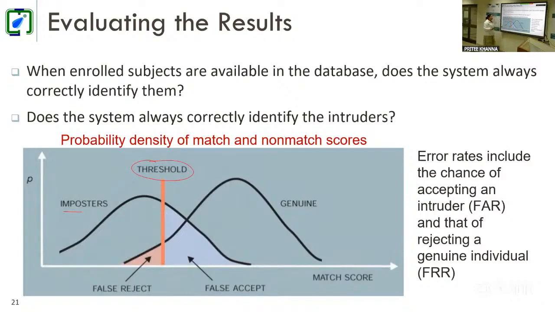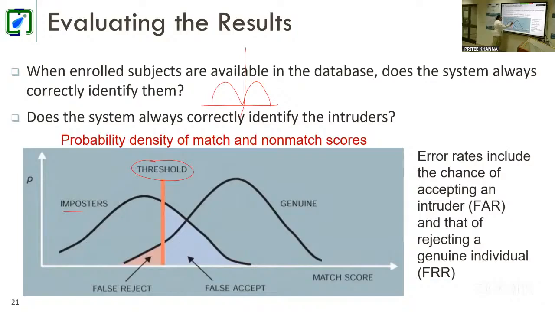When you have chosen a threshold, the problem is that the two curves are overlapped. If these two curves were separated, our task would have been very simple. Just choose this threshold and everything is set for us. But unfortunately, these two curves will never get separated. They will always be overlapped. So you have an imposter distribution and a genuine distribution, and you are choosing a threshold.